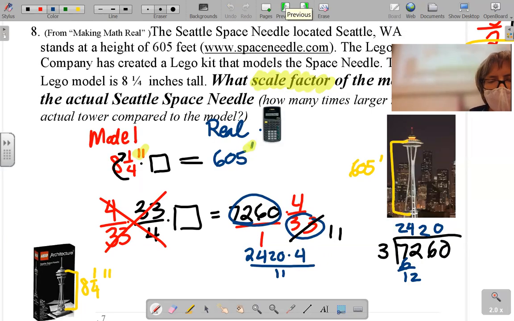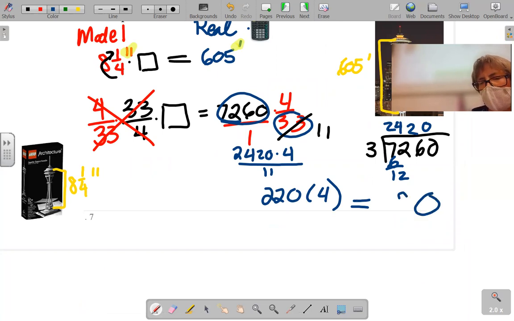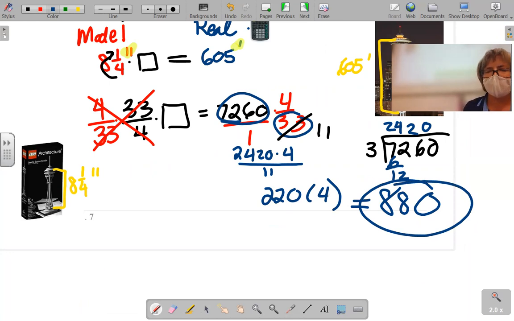So we have here 220 times 4. That's 0, 8, 8. Yeah. So the Space Needle is 880 times bigger than the Lego model. Wow. Yeah, that is a wow.